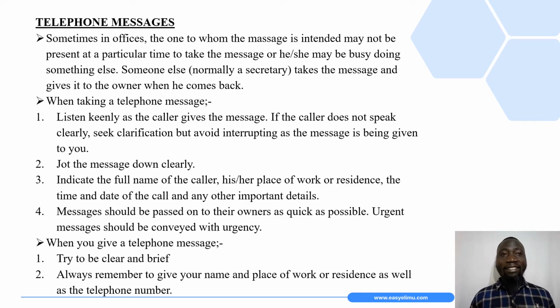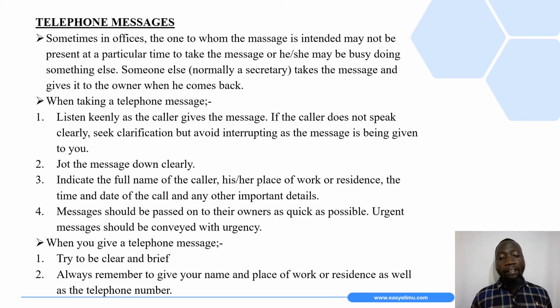The next step is to jot the message down clearly. That is, after you have been given the message, ensure that you have written it down clearly, including all the important details that were given by the caller in regards to the message.